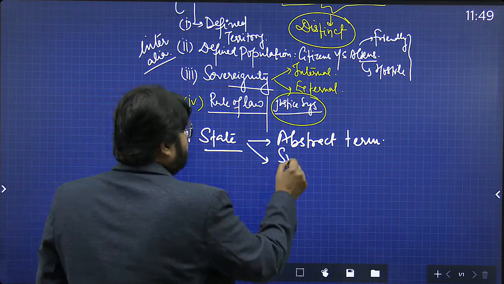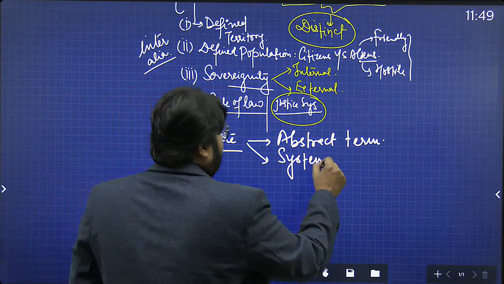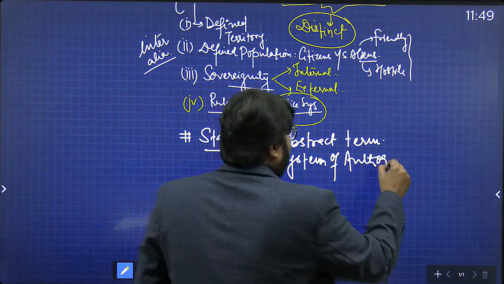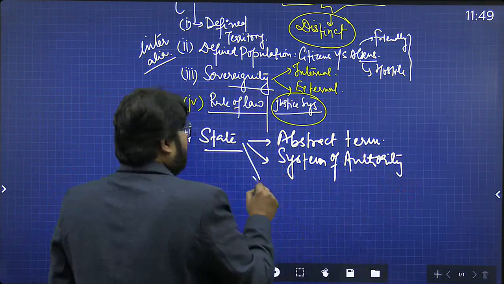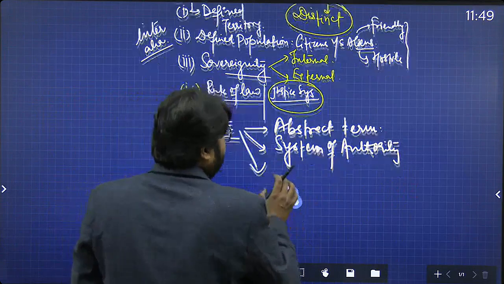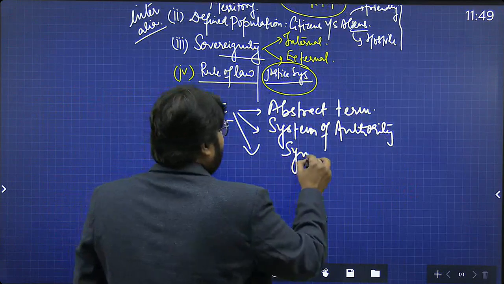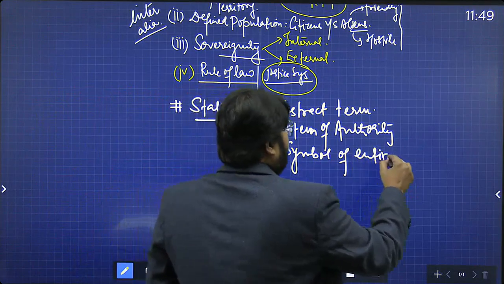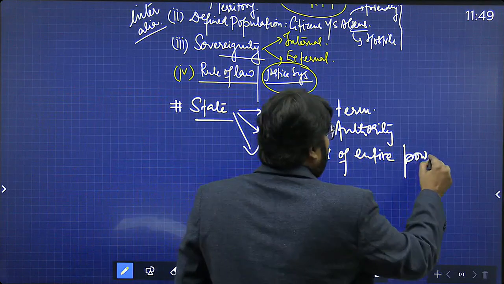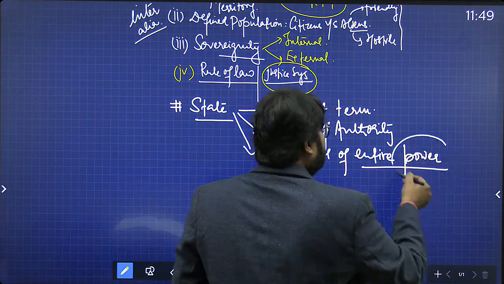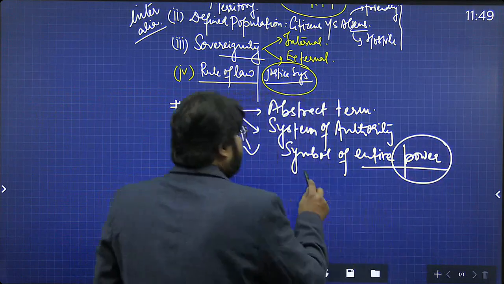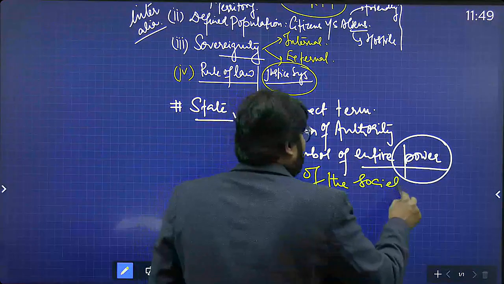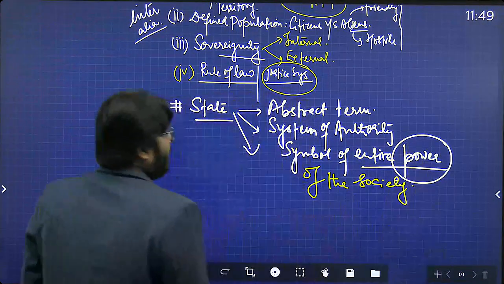State is a system of authority. It is a symbol of entire power. You can use the word authority also, it's okay. Entire power of the society. Right.